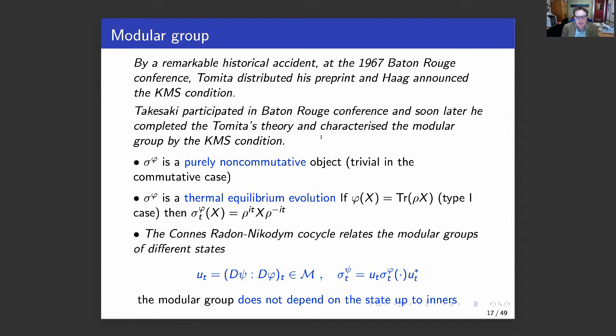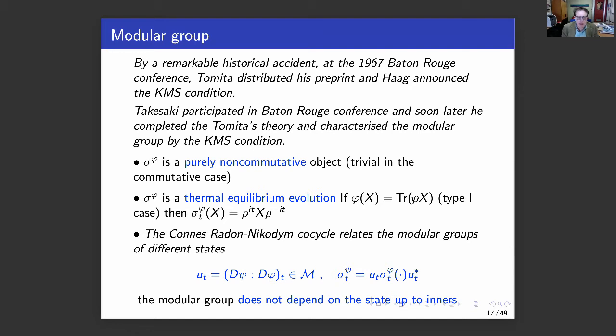So among the many important properties of the modular group, let me single out the following three. The modular group is a purely non-commutative object. You don't see the modular group if you remain in the classical framework. The modular group is a thermal equilibrium evolution, in the sense that if we are in the matrix algebra, in a small finite dimensional system, then a state is given by a density matrix, and the evolution is given by exponentiating the logarithm of the density matrix. And these are the so-called Gibbs thermal equilibrium states, I will tell you in a moment.